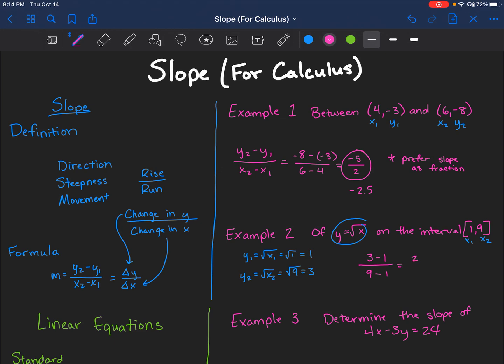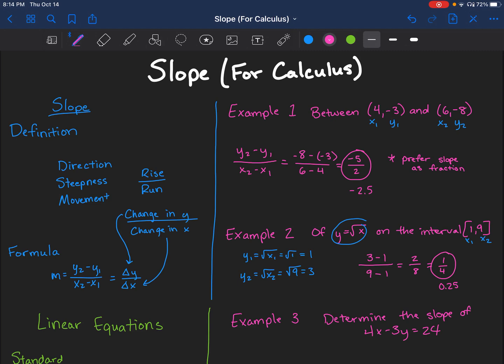3 minus 1, trusty little calculator tells me that's 2. And 9 minus 1, trusty little calculator tells me that's 8. I can simplify 2 over 8 to 1 over 4, and again, I prefer fractions. I'm going to leave that as my final answer. If you put 0.25, I'll still give you credit, but I'm not going to be as happy with it as I would be that fraction.